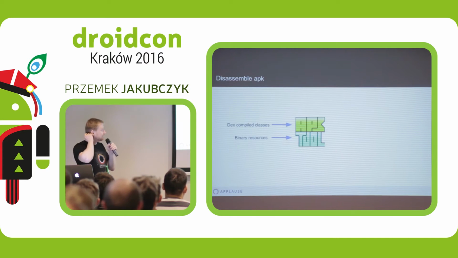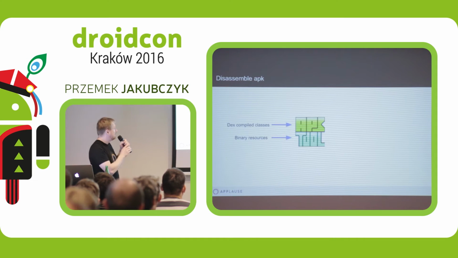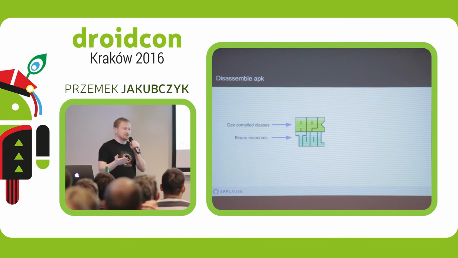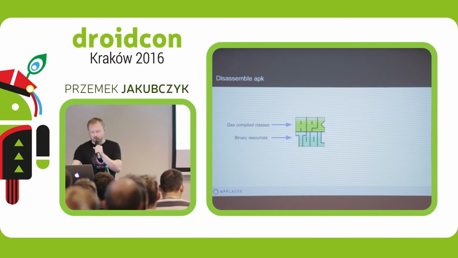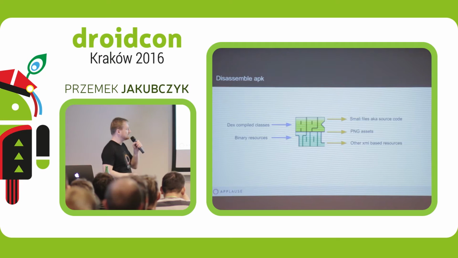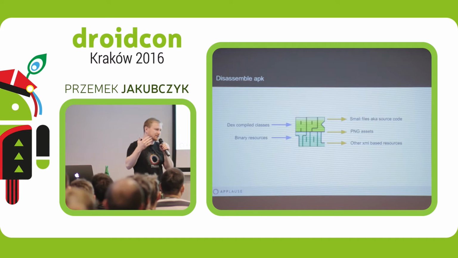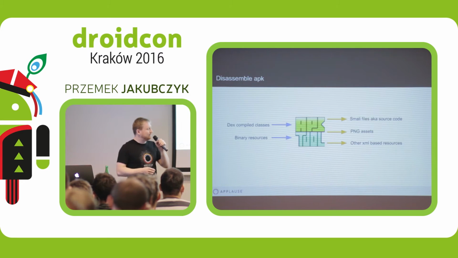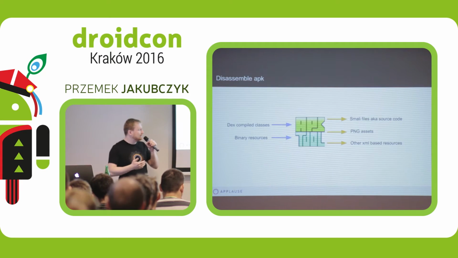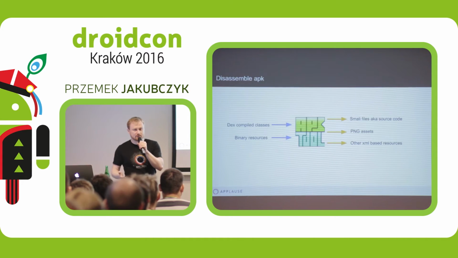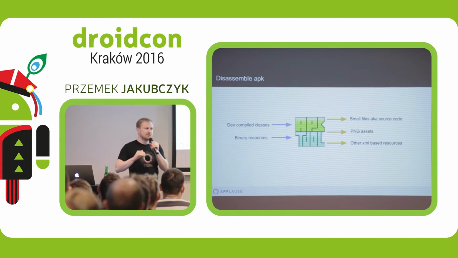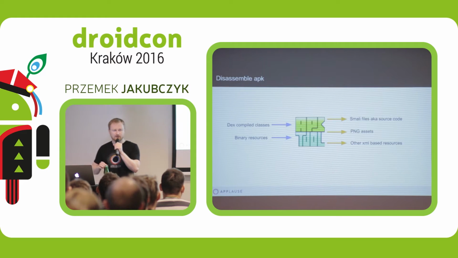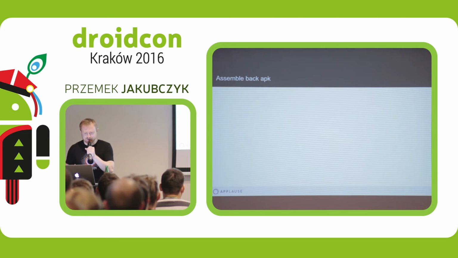So first of all, APK tool gets the DEX compiled classes and the binary resources. So these are 2 inputs. And what it produces is Smali files. So this is our new source code. This is a new language, very similar to the bytecode. And we have PNG assets, extracted, and other XML-based resources, also a manifest, but human readable. Everything is just plain text files, nothing binary. So we can easily add some stuff, save, and check what's there.